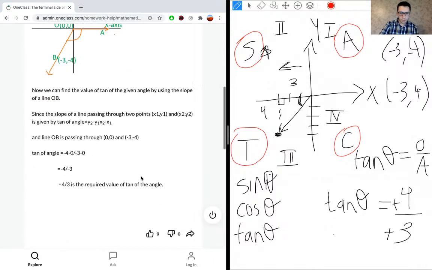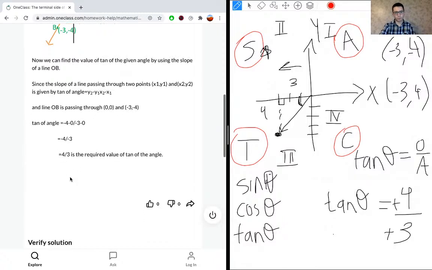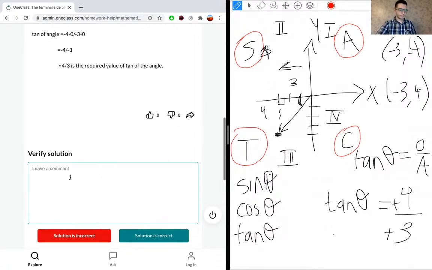So looking at the solution here, they draw a similar point, do the same calculation, -4 divided by -3, and they get 4 over 3 for tan theta. So the solution is correct.